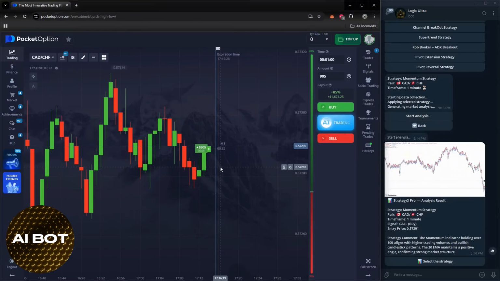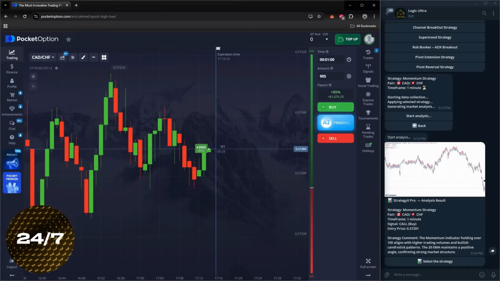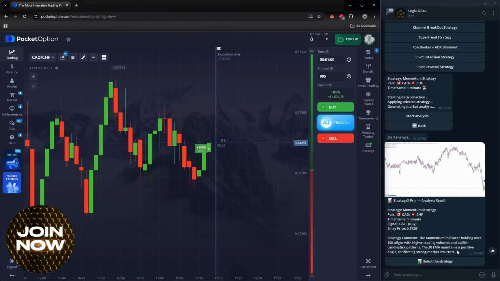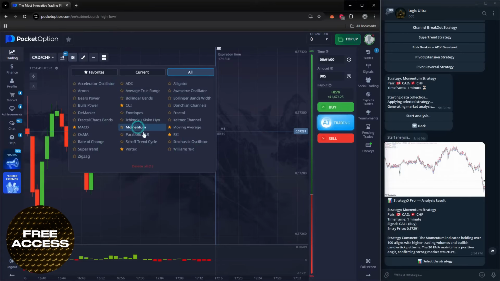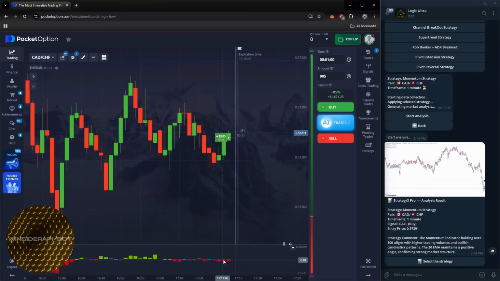And let's read into it again. The momentum indicator holding over 100 aligns with higher trading volumes and bullish candlestick patterns. The 20 MA maintains a positive angle, confirming strong market structure. Same process, we add it, and we see that currently the momentum indicator is actually below 0, and the bar starts to go down.